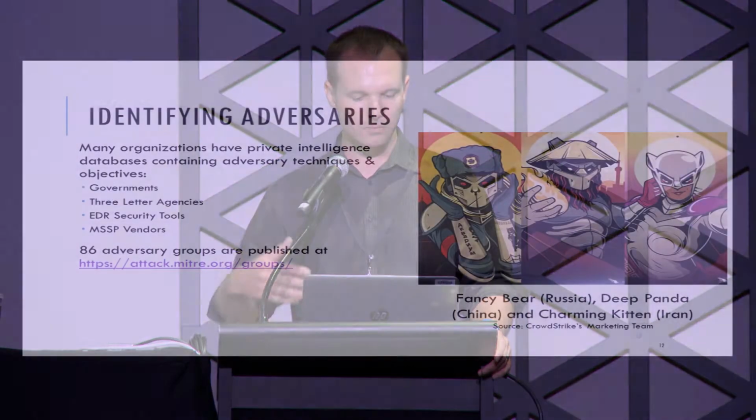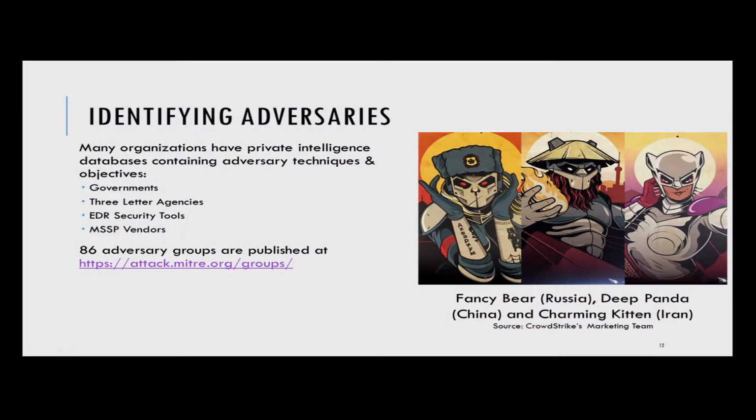So how do you identify adversaries? There's lots of ways to do that. A lot of organizations, three-letter government organizations, EDR tools, MSSP vendors, their databases of intelligence are getting better. There are 86 adversary groups currently published on MITRE's website.